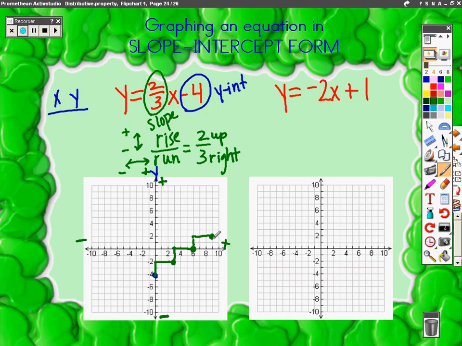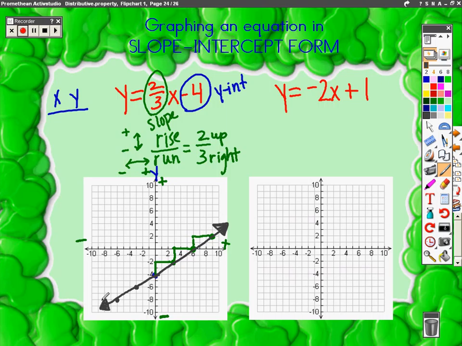When I get ready to graph this, I will graph in another color. I'm just going to connect my points. Draw an arrow on the end. Now, if I needed to go back the other direction to make this line go the other way, instead of going up 2 and to the right 3, I'd go the opposite, down 2 and to the left 3. I could continue this line the other direction and draw an arrow.